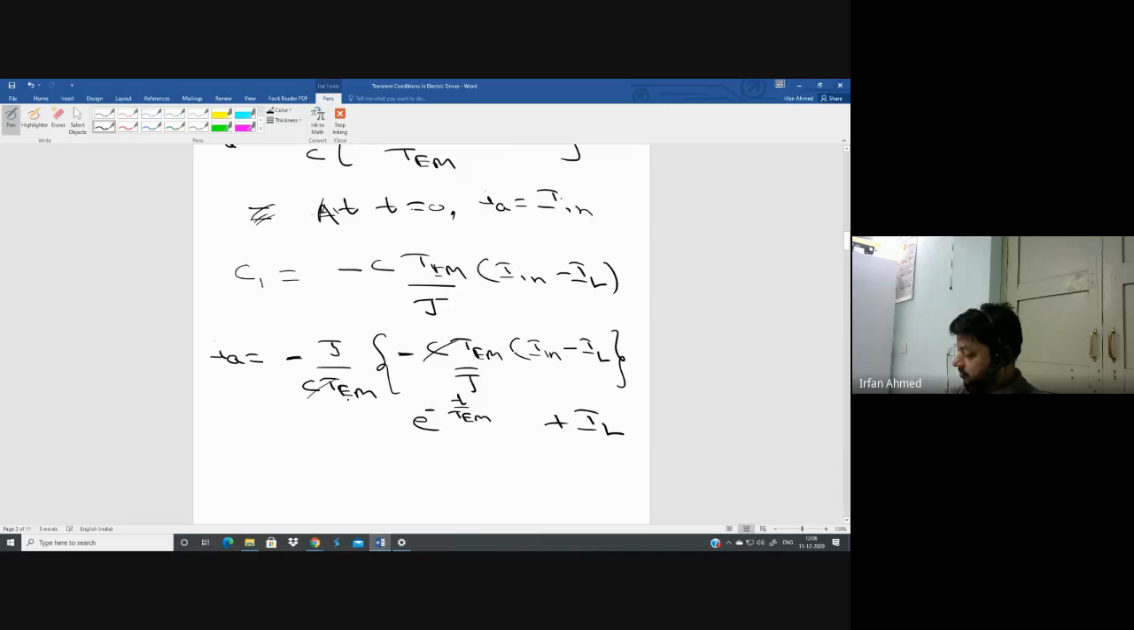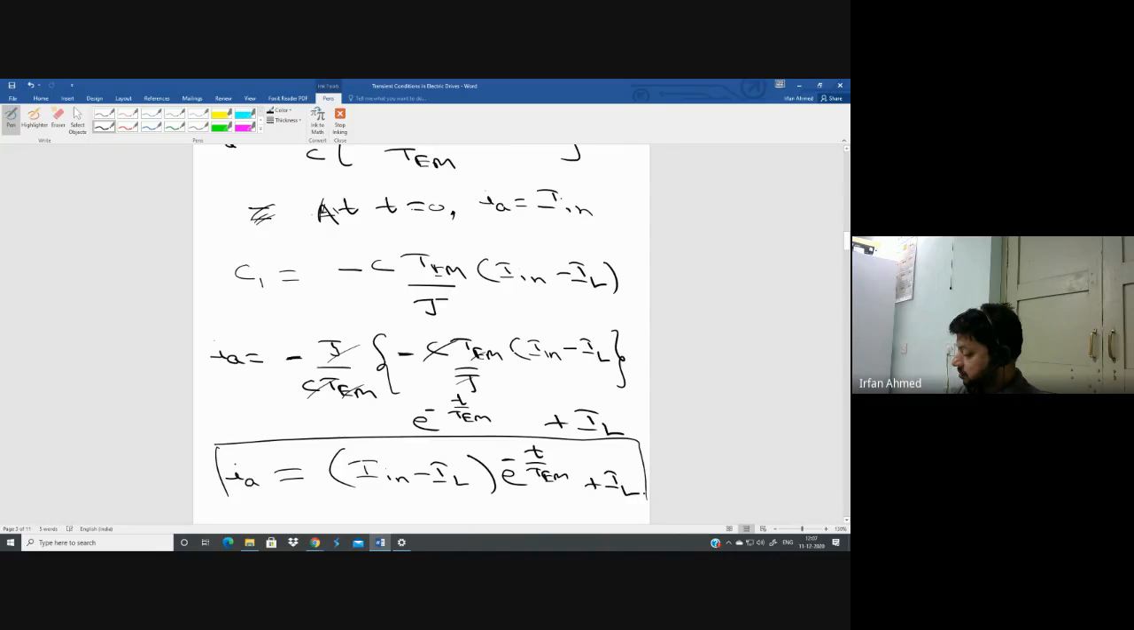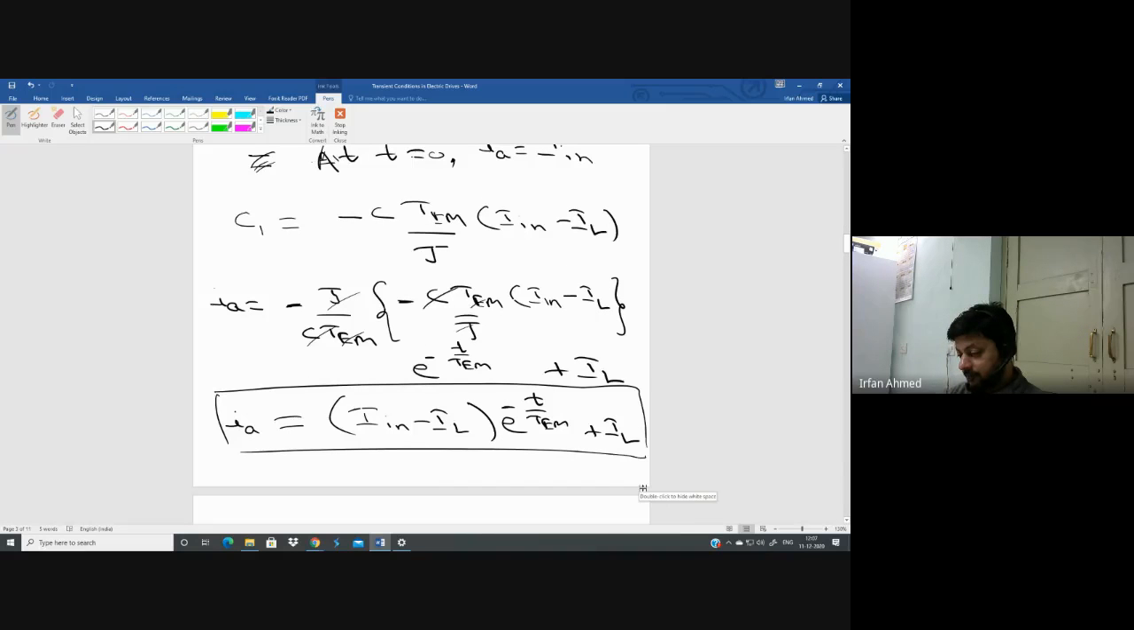So this C, TEM, J, everything gets cancelled, and you are left with minus minus plus, IN minus IL multiplied by e to the power minus t upon TEM plus IL. Okay, this is the equation for IA. The armature current is equal to IN minus IL e to the power minus t upon TEM plus IL.